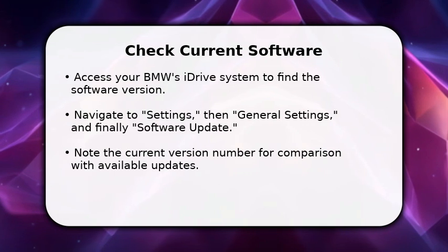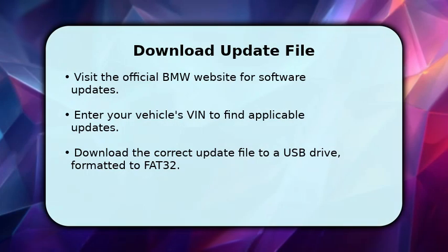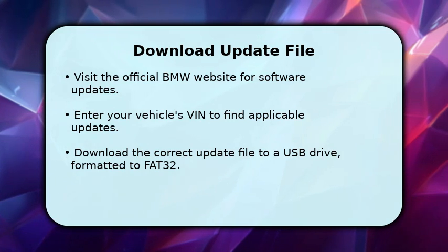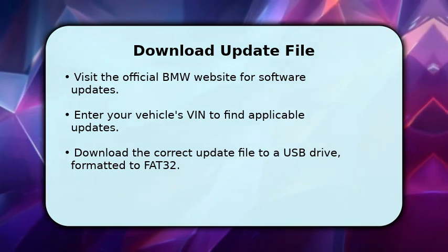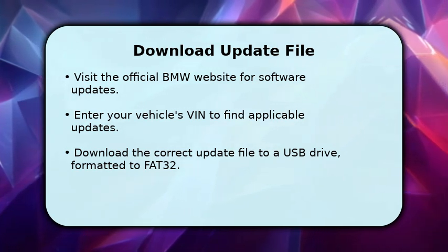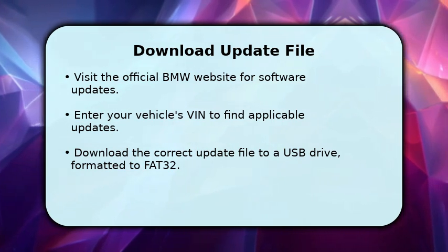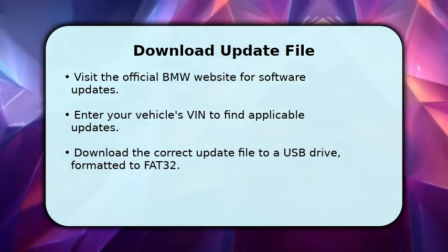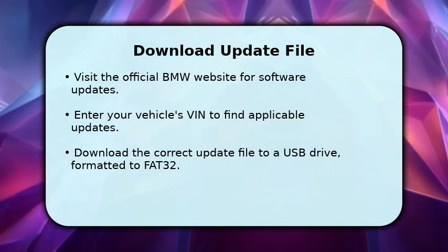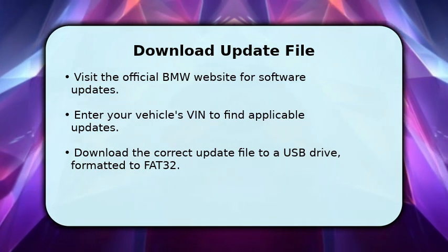Make sure your car is in a well-ventilated area and has a stable power supply. Next, you'll need to download the update file. Head to the official BMW website and locate the Software Update section. You'll need to enter your vehicle's VIN to ensure you download the correct update package for your specific BMW X3 model. Once found, download the file directly onto a USB drive. Ensure the USB drive is formatted to FAT32 for proper recognition by your car's system.